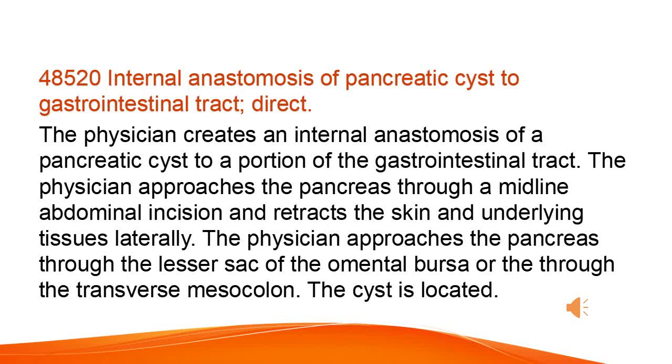Internal anastomosis of pancreatic cyst to gastrointestinal tract, direct. The physician creates an internal anastomosis of a pancreatic cyst to a portion of the gastrointestinal tract. The physician approaches the pancreas through a midline abdominal incision and retracts the skin and underlying tissues laterally. The physician approaches the pancreas through the lesser sac of the omental bursa or through the transverse mesocolon. The cyst is located.